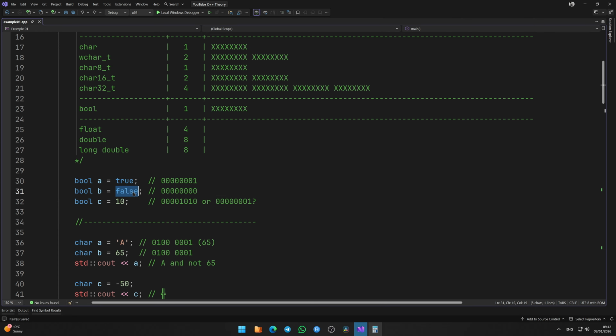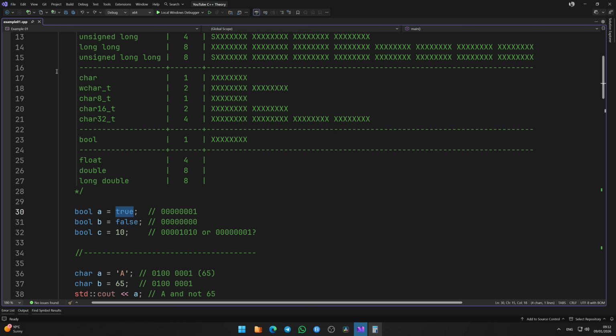But we can also assign any other number to a bool variable. For example, we know that the number 10 easily fits into 1 byte. It's stored as 00001010. However, if we assign any number other than 0 or 1 to a variable of type bool, it automatically turns into 1, or more precisely, the literal true.